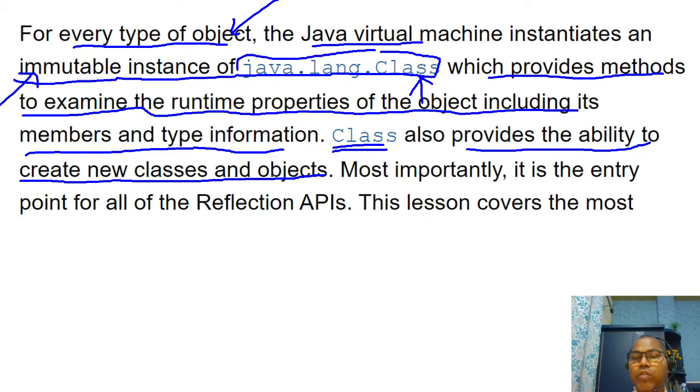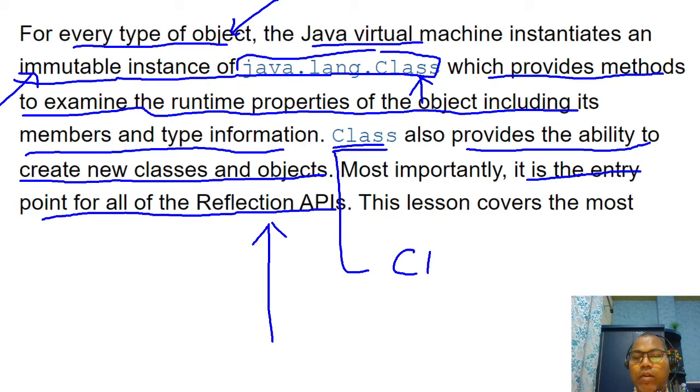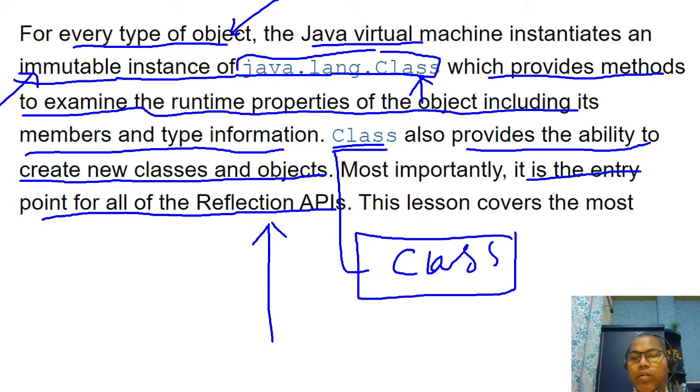So the most important is the entry point for all the reflection API. If you want to start your reflection API, first you need the class object. This is a very generic class object. If you want to examine the properties and members of any class, you have to create the object of that class. That is a kind of immutable instance.